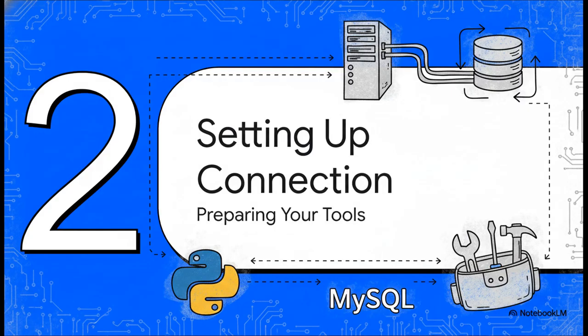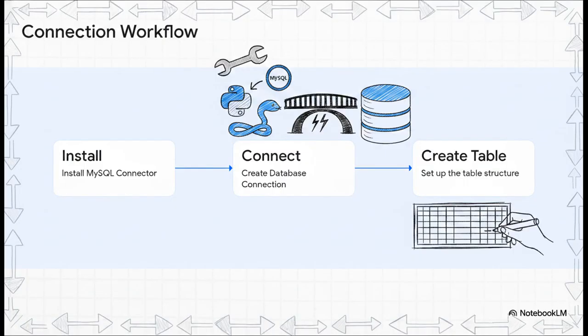Okay, moving on to Section 2, setting up your connection. Because look, before we can manipulate any data, we gotta assemble our infrastructure, right? This right here is the essential, non-negotiable workflow you have to follow. Step 1, install the official MySQL connector for Python. Honestly, think of this connector as the physical bridge between your Python script and your MySQL database. Without it, they're totally isolated. They can't talk. Step 2 is using that connector to establish the actual live database connection.